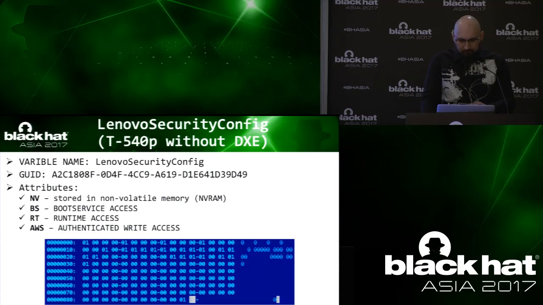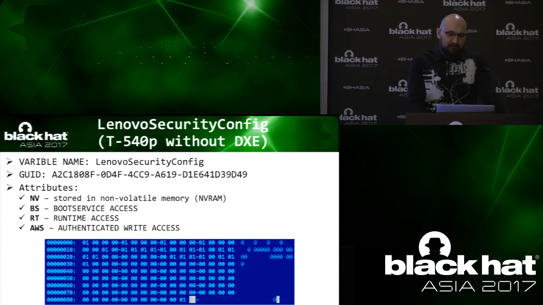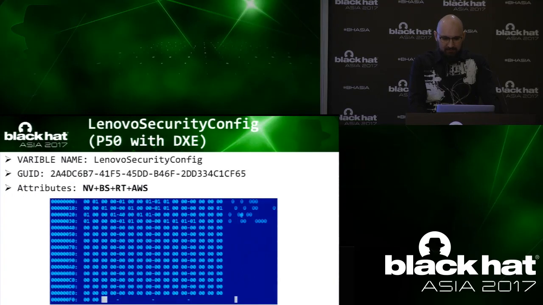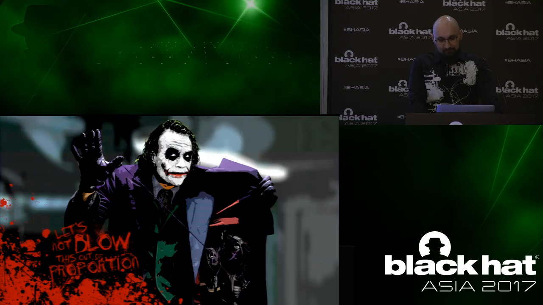And it's Lenovo security config from T540p, where the Dixie driver does not exist, and you can see it has pretty different options. And here is one from Lenovo P50, where the bitmap is bigger, and also all the writes and reads go only through the Dixie driver.